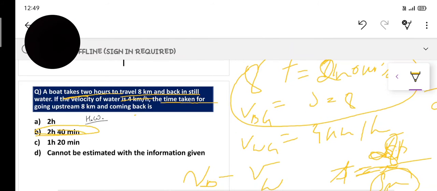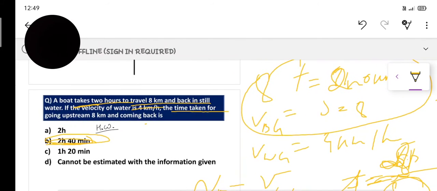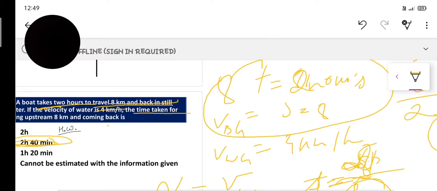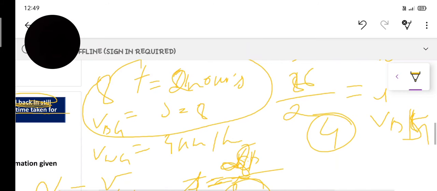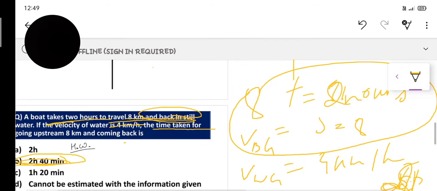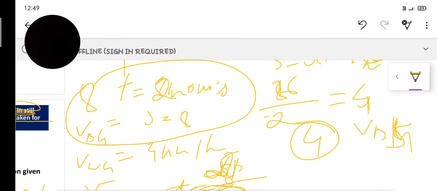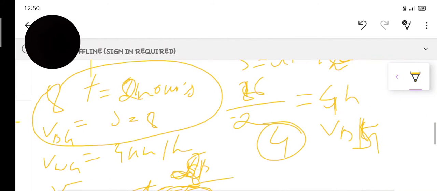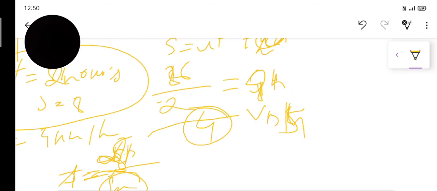I paused my recording and did it using my net. Here I made a mistake because it is going and coming back in still water. So total distance is 16. No acceleration is given, so no need for acceleration. So 16 divided by 4 is... okay, wait, no, it is 4 hour. So speed is 8 kilometer per hour.